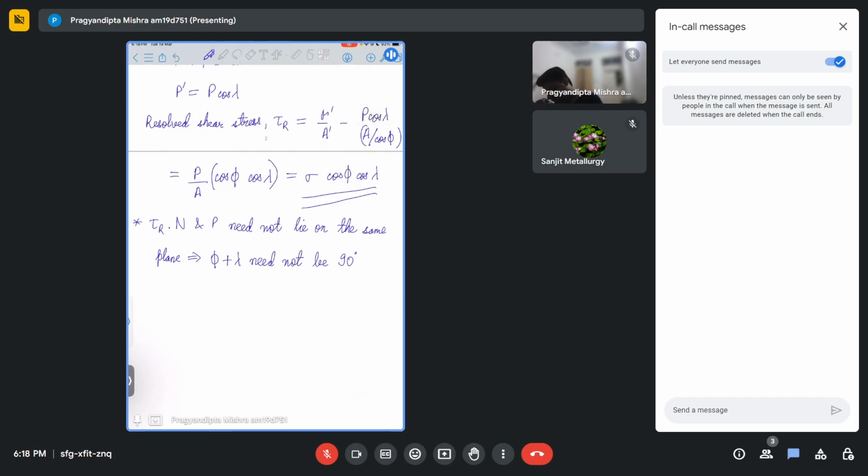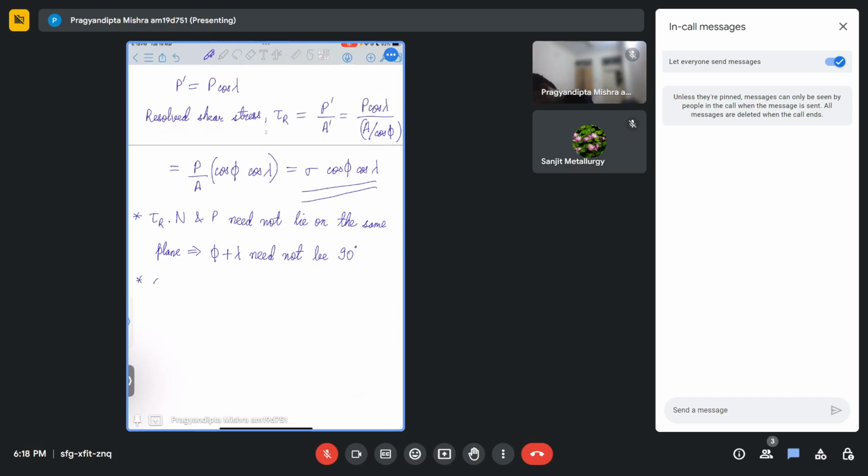Also another thing is that lambda also need not be 90 degrees. These are special cases which can only come when you are aligning it along a particular direction only. But in general, this need not be the case. So you don't have to think that this is the only case.